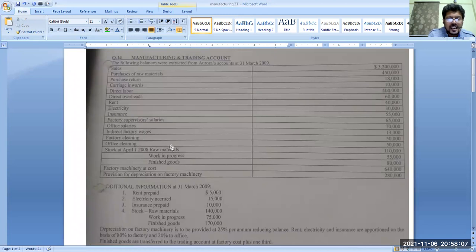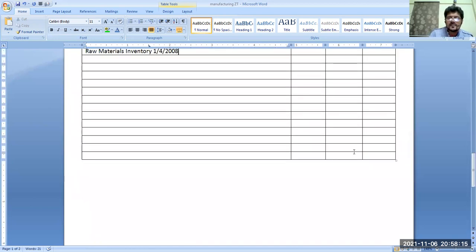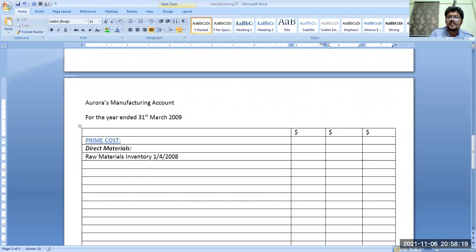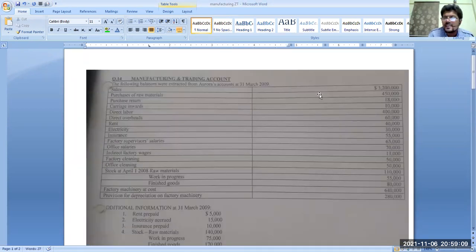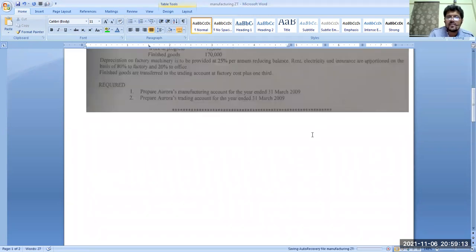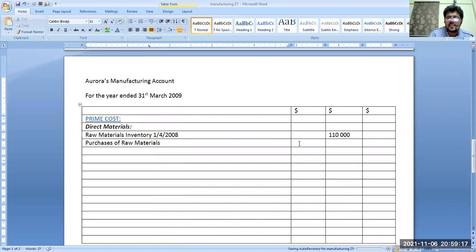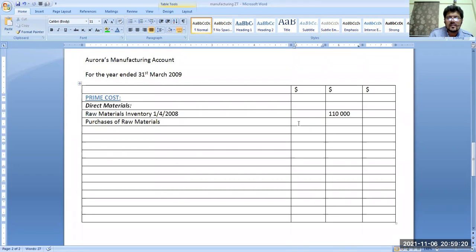So first we know the amount of raw material inventory: $110,000. Then purchases of raw materials. Purchases of raw materials is $450,000. But we are not going to report it in the second column, we are going to report it in the first column.